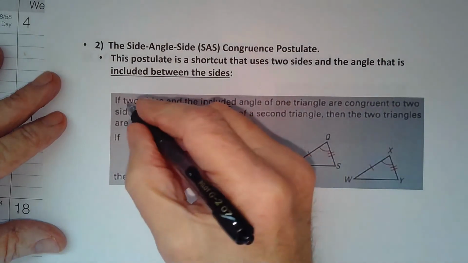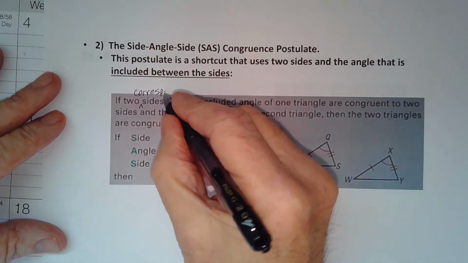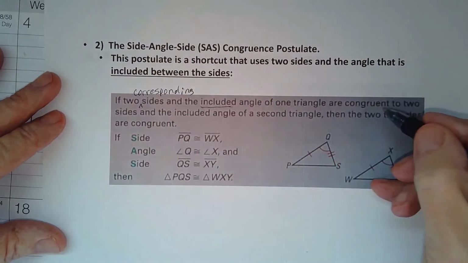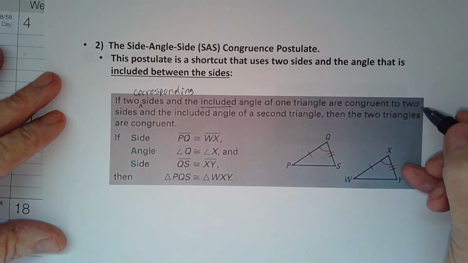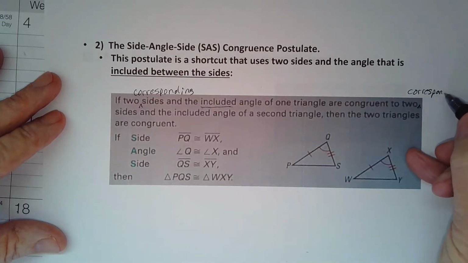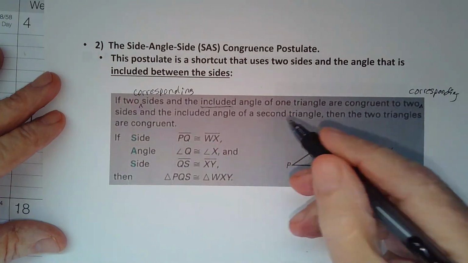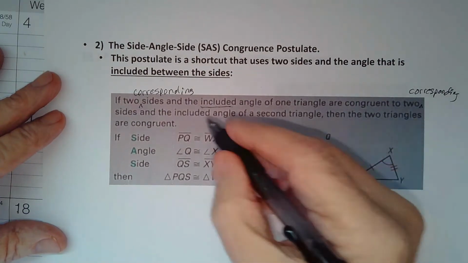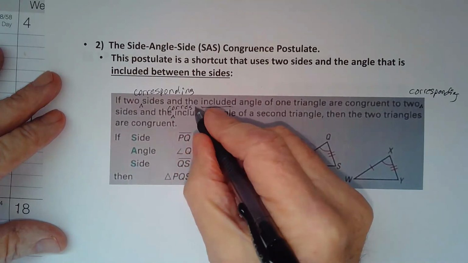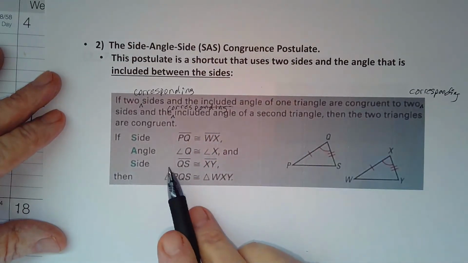congruent. So again, if the two corresponding, I don't want you to forget that these are corresponding sides, and the included angle of one triangle are congruent to the two corresponding sides and the included angle of a second triangle, and it would be the corresponding included angle, right? Then the two triangles are congruent.